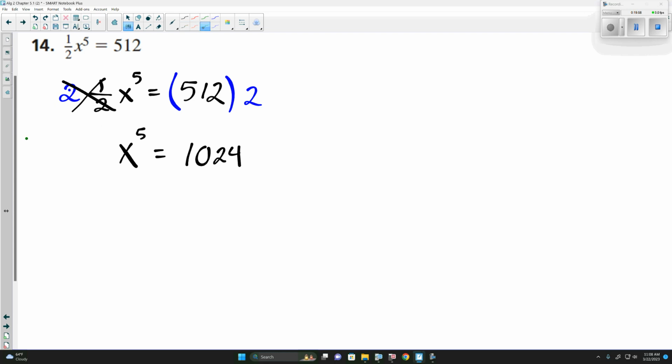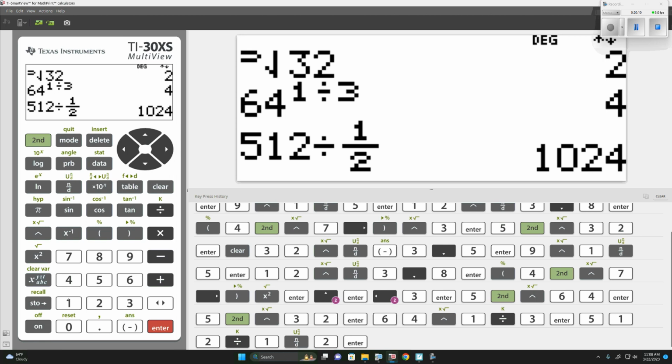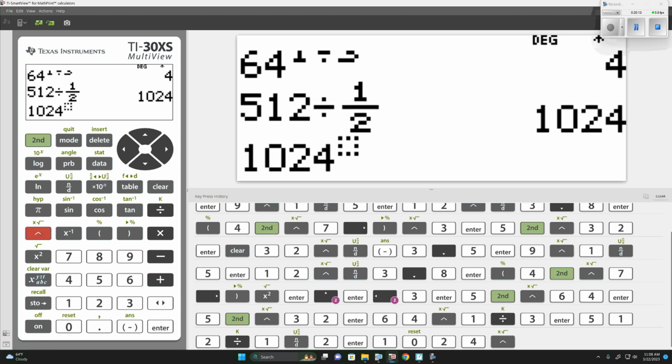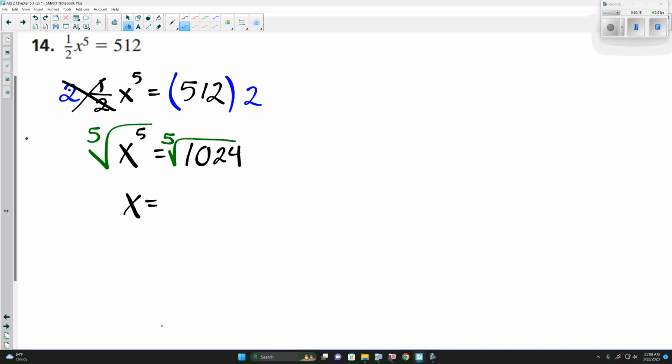Now the last thing we need to do is to take the fifth root of both sides. And we need to take the fifth root of 1024, which is 4. And that there would be our only solution.